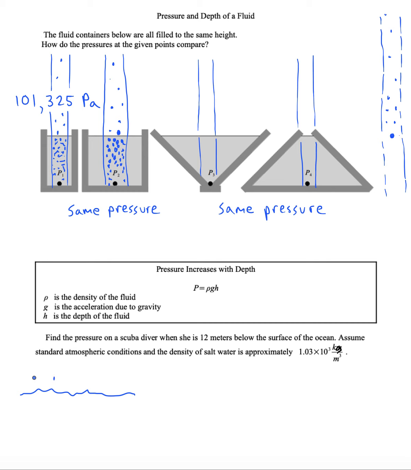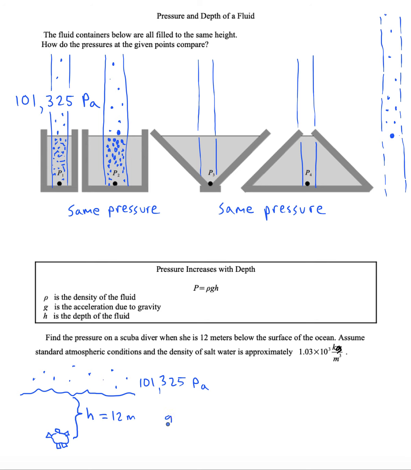We've got normal atmospheric conditions, so air particles here. The pressure on the surface is going to be 101,325 pascals. Down below the surface, we have a scuba diver. She's got a lot of water above her, so that's going to increase her pressure. So let's find out what the pressure differential would be. We need to know the height below the surface, which will be h. That's 12 meters.